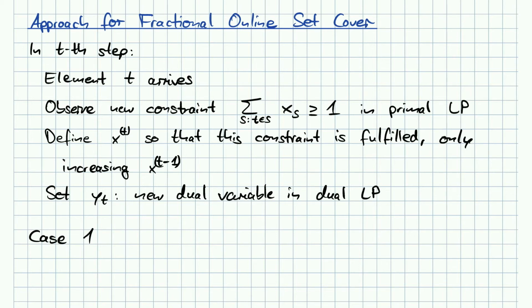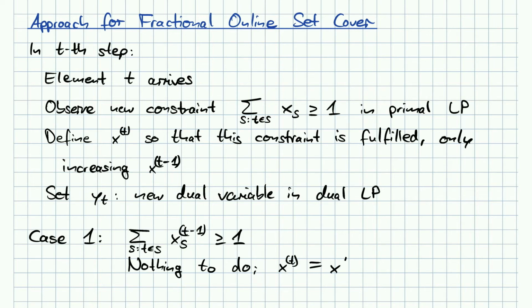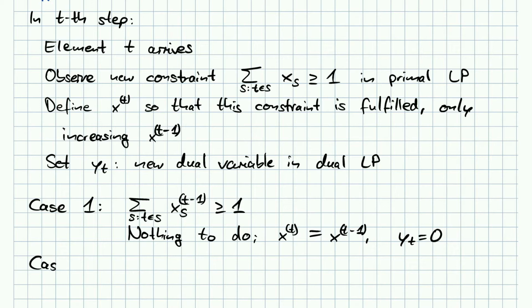So, case 1, as I was saying, is the trivial case: the sum of these x_s for t minus 1 is already at least 1. Then there's nothing to do. And we set x_t equal to x_{t-1}, and this y_t we set to 0. And then there's the other case, where so far we had something that was strictly less than 1.